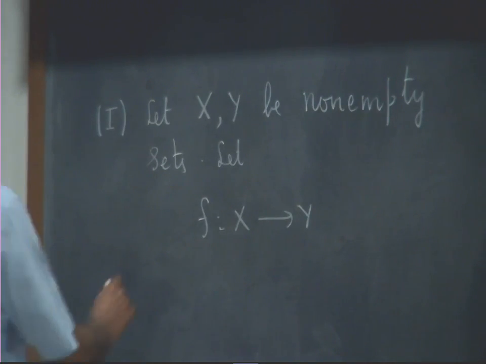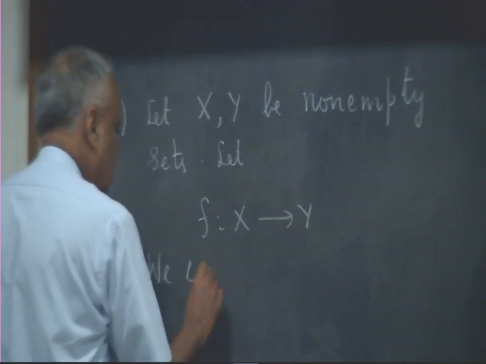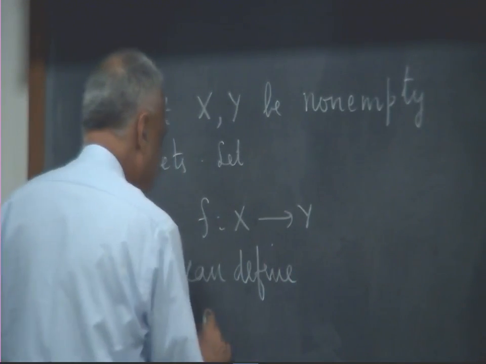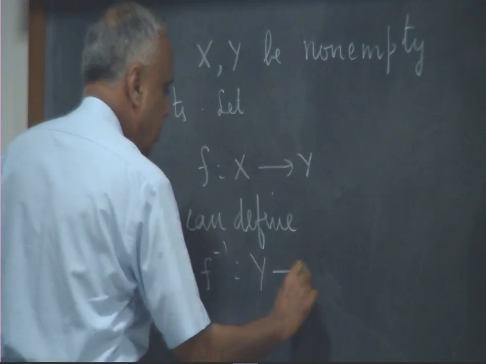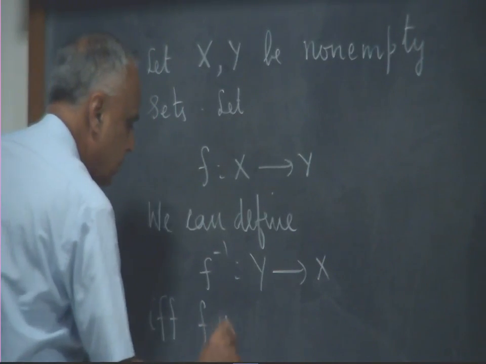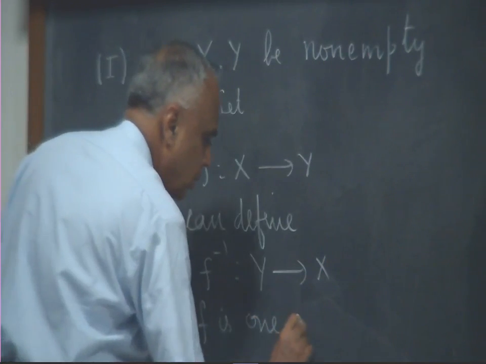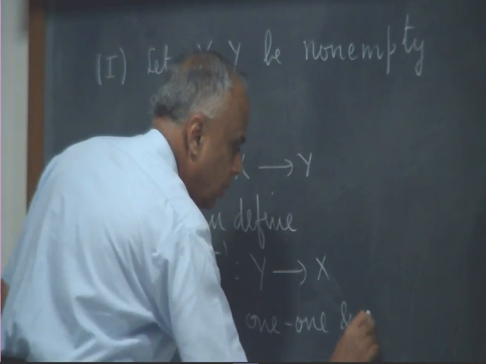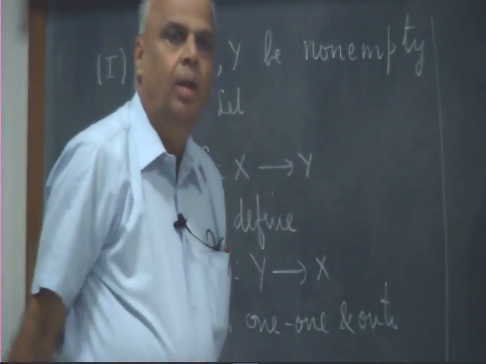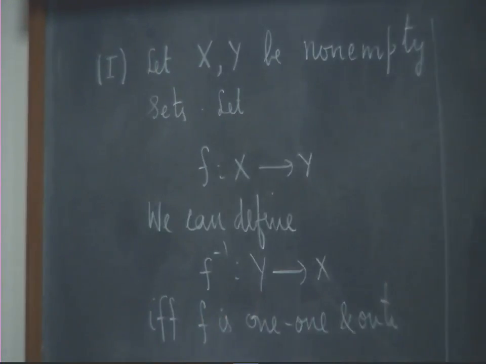So we can define f inverse from y to x if and only if f is one-one and onto. So that's fundamentally the minimum requirement if you want to talk about inverse maps: the original map must be one-one and onto.